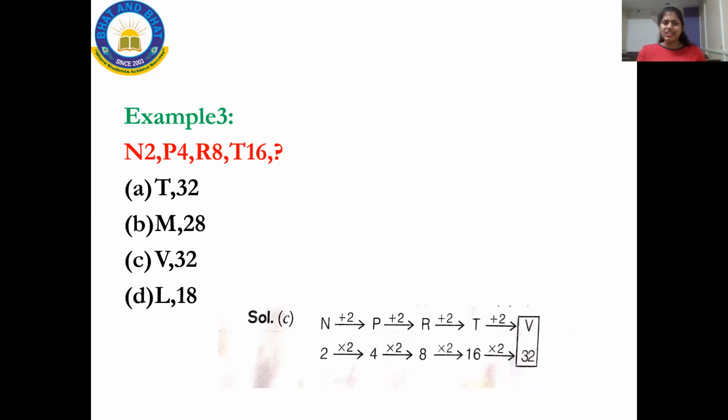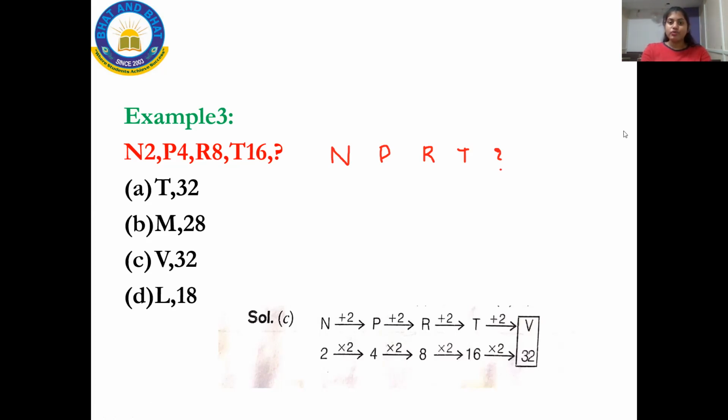So students, see here: N2, P2, R2, T16. What is this? I'll teach you how to do this. See, the very first step is to take down all the letters on one side: N, P, R, T. Take down all the letters on one side, and the question mark and numbers on the other side. Not an issue, Ardik.